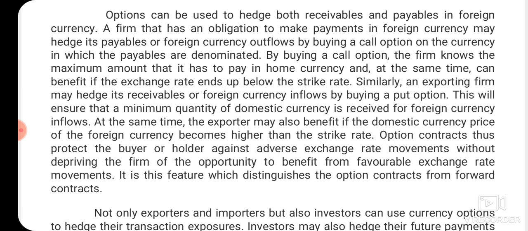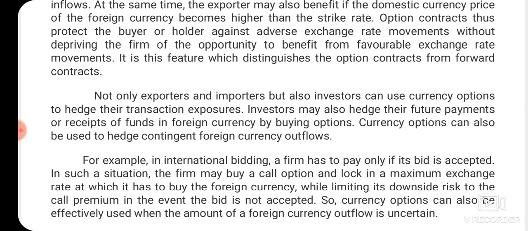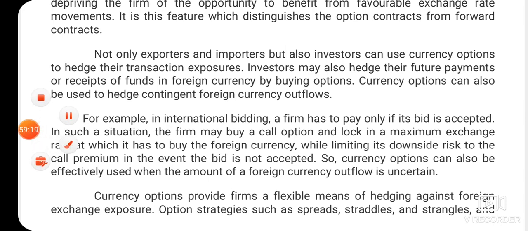At the same time, the exporter may also benefit if the domestic price of the foreign currency becomes higher than the strike rate. An option contract thus protects the buyer or holder against adverse exchange rate movements without depriving the firm of the opportunity to benefit from favorable exchange rate movements. It is the feature which distinguishes option contracts from forward contracts. Here he has an option, but there is no such option in forward and futures contracts as well as in money market hedging.